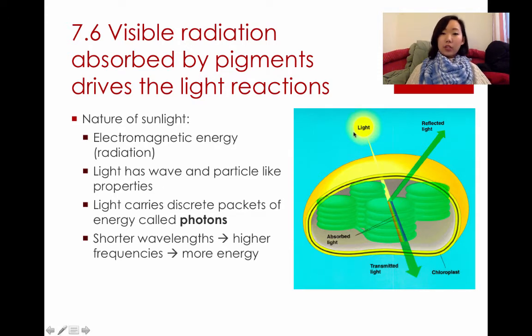So here's just a picture. The light hits the thylakoid here. Some light gets reflected and some light actually gets absorbed. And so the light that we see when we look at something is actually the light that is not absorbed by the chloroplasts and all the different pigments.